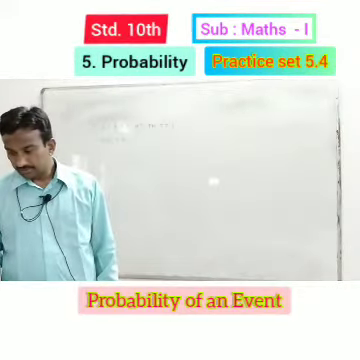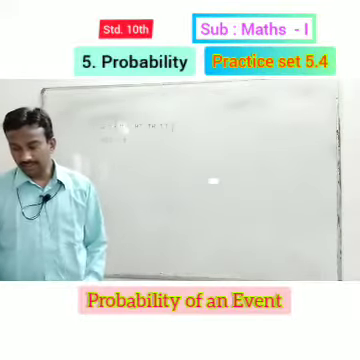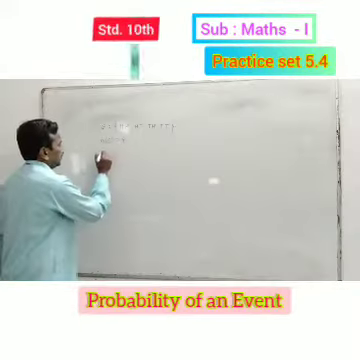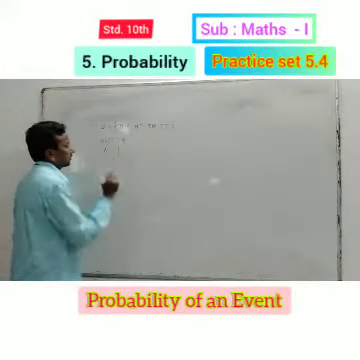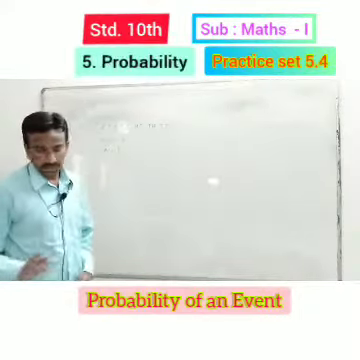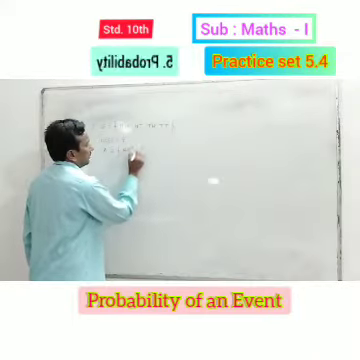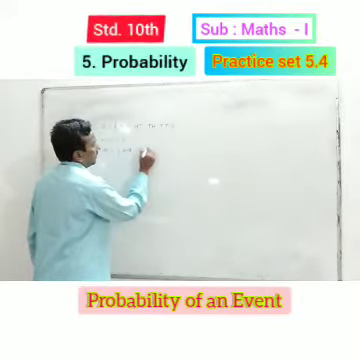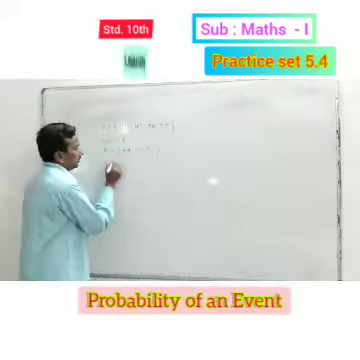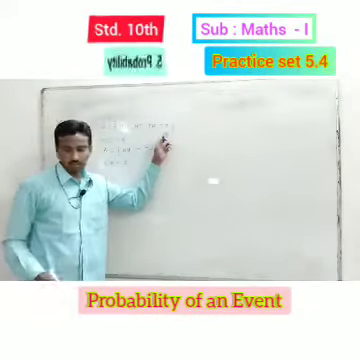Now, getting at least one head. First, let A be the event where at least one head turns up. Then event A contains at least one head: head head, head tail, tail head. Therefore, number of A is equal to 3. In TT there is no head.